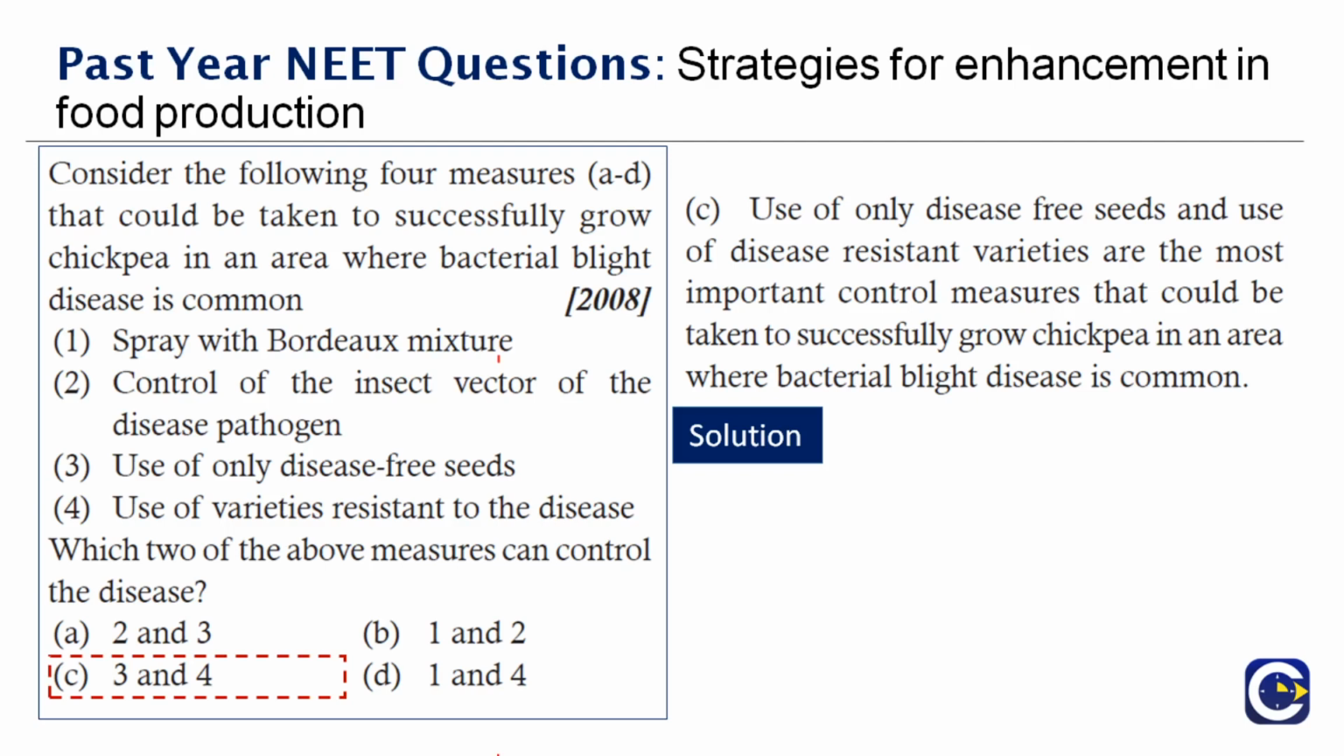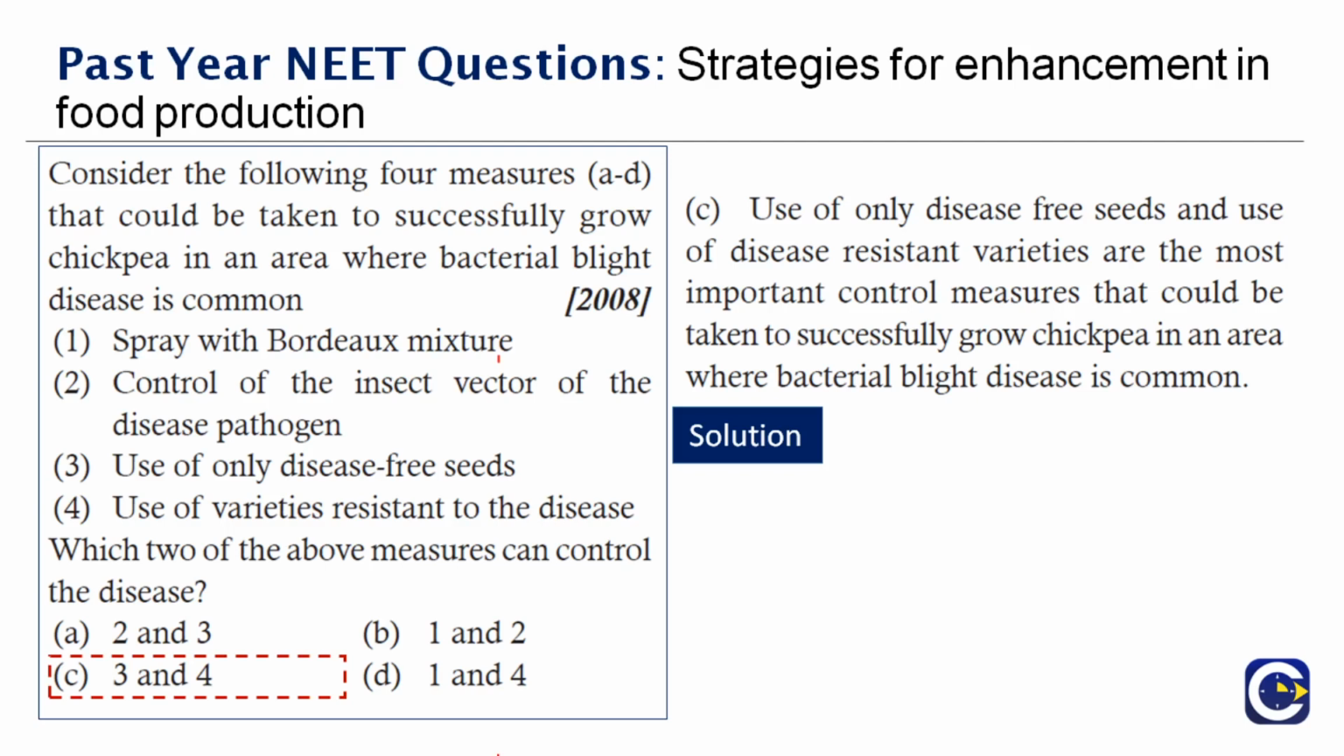To tell you in general about this bacterial blight disease, it occurs in crops, especially, as you saw now with chickpea, where you'll have discoloration of the leaves, and you will not have proper yield. So these are some of the side effects of this disease.